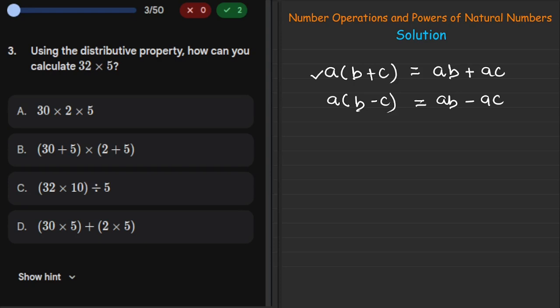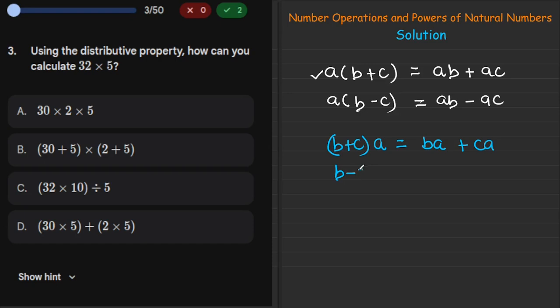This first one can also be rewritten as B plus C then times A, which gives us B times A and then C times A, and that is BA plus CA. The same way, this second one can also be rewritten so that we would have B minus C multiplying what? Our A. And then A multiplies this, and then we have BA minus CA. You see? So with what we have here, how do we evaluate it?